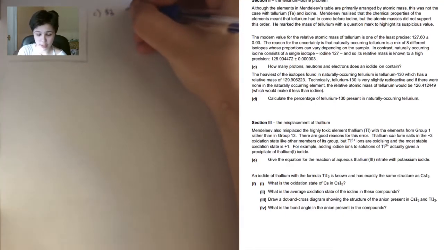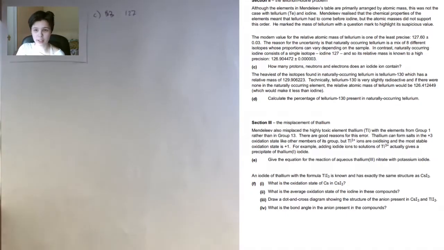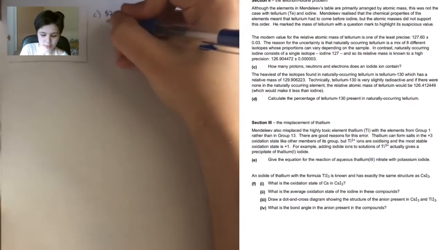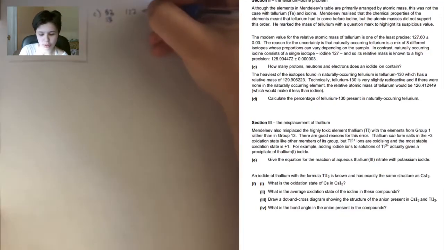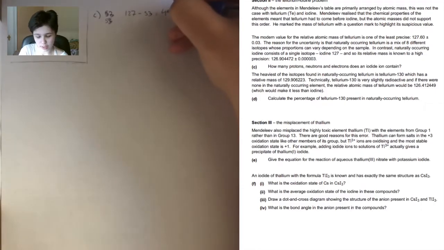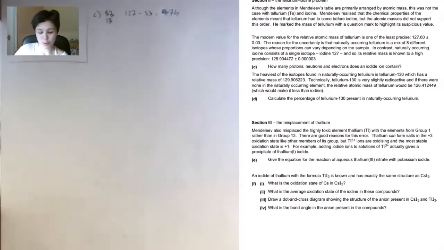For part 2, section 2, part C, we have that iodine has atomic number 53 and atomic mass, as we have read, 127. You get the atomic number from the periodic table. So it has 53 protons, 53 neutrons, and 127 minus 53, giving 74 neutrons.